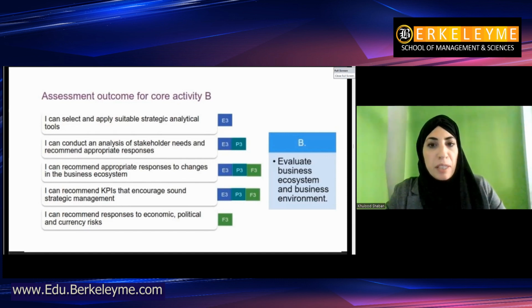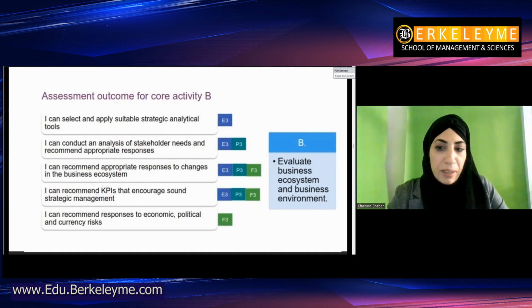Recommend responses to changes in the business ecosystem. KPIs, obviously, all of you know these things. And encourage sound strategic management. You can recommend responses to economic, political, and currency risks. So all is decision-making recommendations that you need to be able to give to the management.